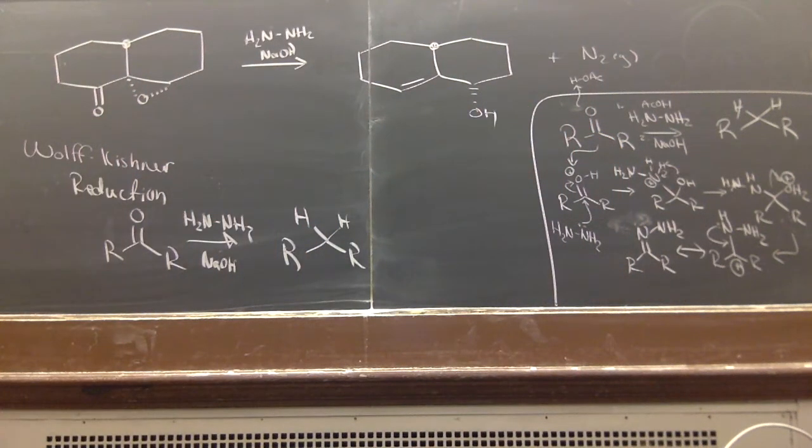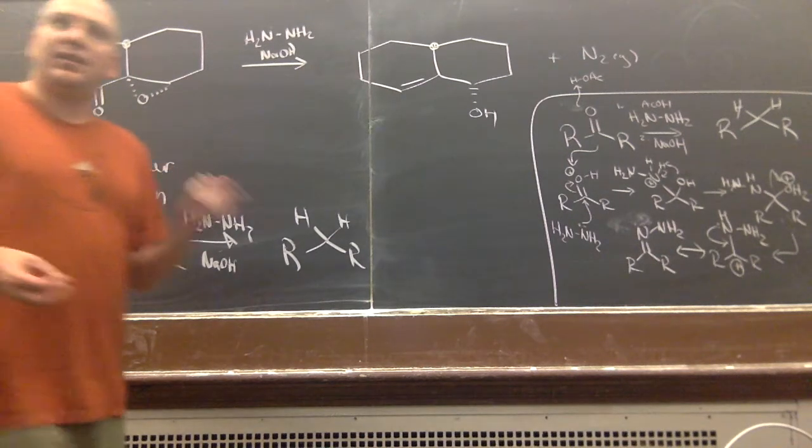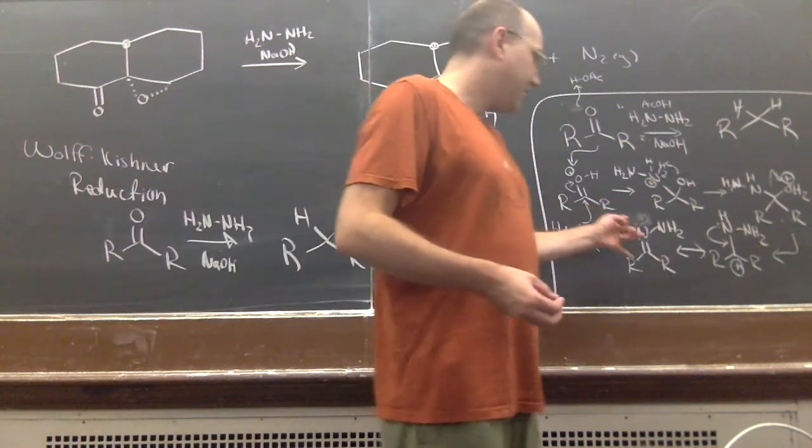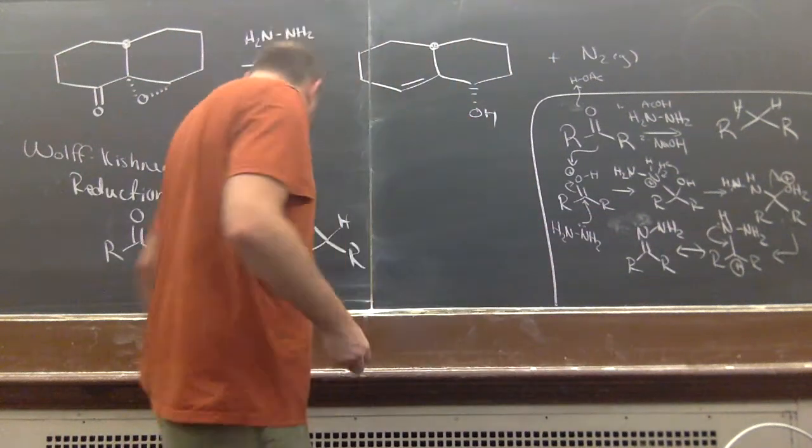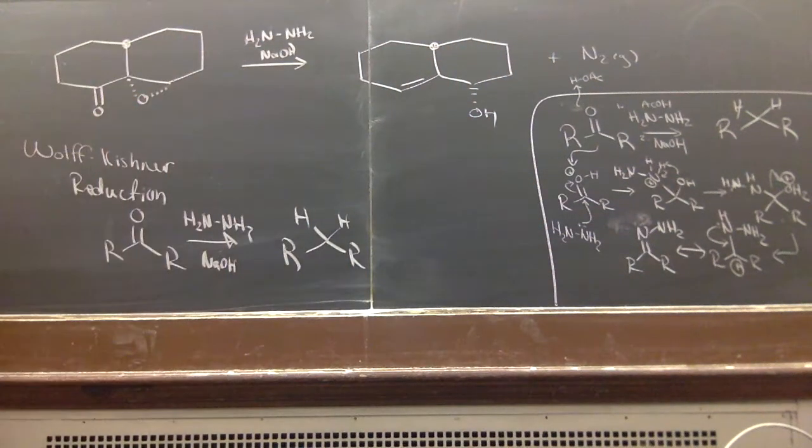You guys need to know the mechanism of condensation. Again, condensation of carbonyl with alcohols generates ketals, or with aldehydes generates acetals. Condensation with amines generates imines. Imines. Okay? That's the first step of this reaction.